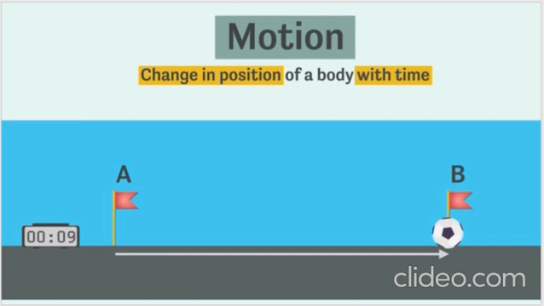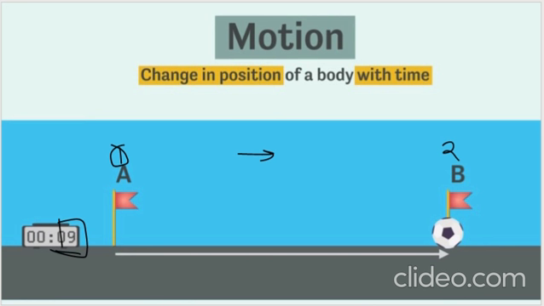So whenever there is a change in position of a body with respect to time, take suppose this is my ball which started from point A and it ended at point B. Within 9 seconds it reached point B. So with respect to what? With respect to the time of 9 seconds, the ball could reach the position B.